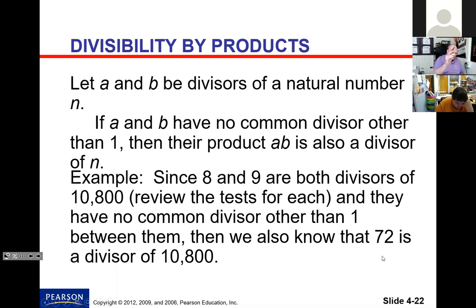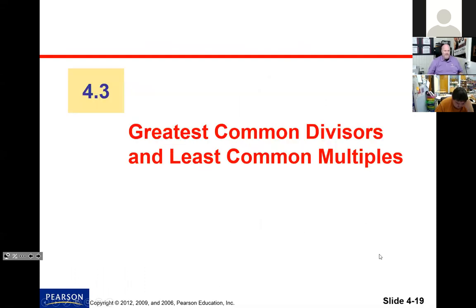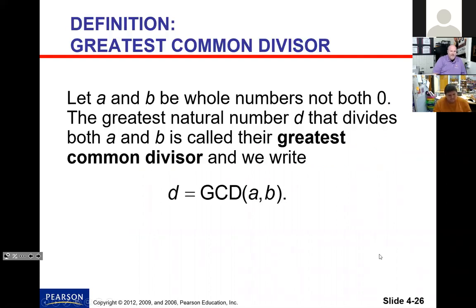Okay, now, here we go. 4.3. This is the stuff. This is where we're going to do some math. We're going to do GCDs and LCMs, right? You'll often have heard them said that way. Greatest common divisors and least common multiple. So greatest common divisor, you think about that, is the biggest number that you can divide something by. So if you have this number and this number, we want to find the biggest number that we can divide both of them by. It's called the greatest common divisor. This is the fancy way of writing it. D equals GCD of A and B.